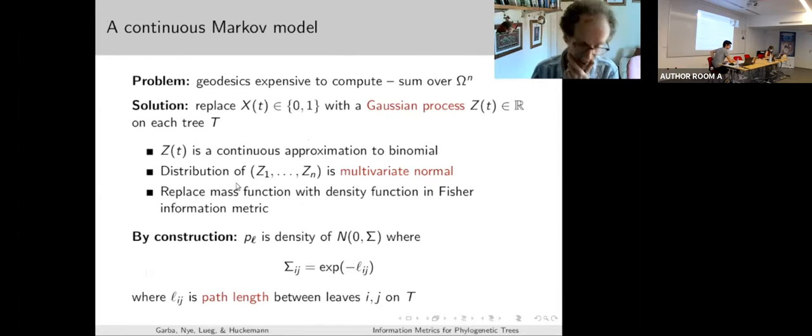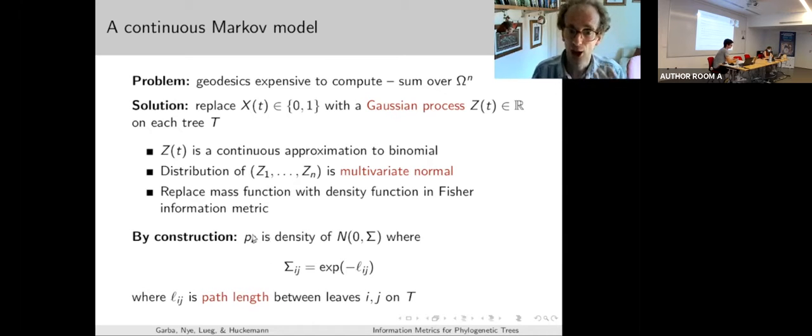Okay, so a problem with all of this is that to compute the Fisher information metric, you're doing a sum over omega to the n, so it's very computationally intensive. One way around that is to replace our discrete valued Markov process with a continuous valued Gaussian process, which approximates in some sense the discrete valued Markov process. So we have instead a Gaussian process defined over our tree, which we can think of as an approximation to these continuous models, and instead of a mass function in our Fisher information metric, we have a density function.